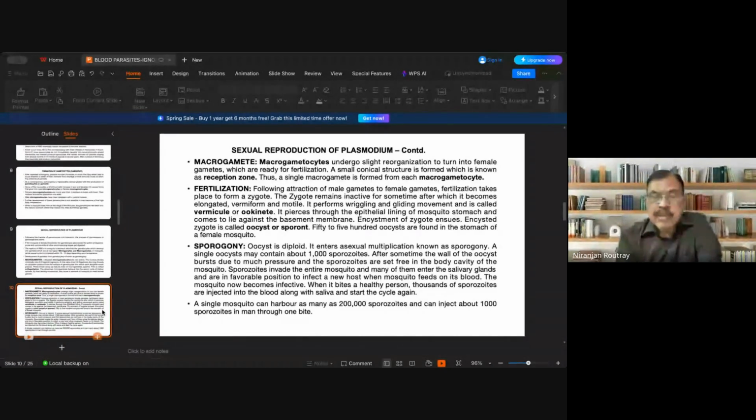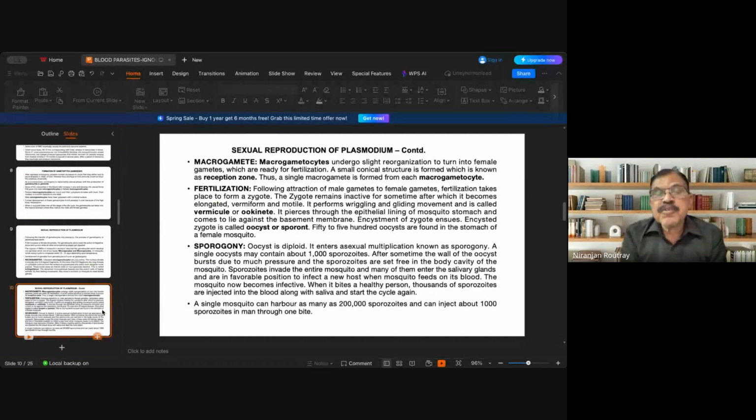So the sporozoites are produced from a single oocyst. After the maturation of the sporozoites, the pressure causes the oocyst to rupture, and the sporozoites are released into the nearby area. These sporozoites are capable of invading the entire mosquito. That means they have a random, erratic movement, and many of them find their way into the salivary glands, which is a favorable position where they wait for infection of a new host when the mosquito feeds on its blood.